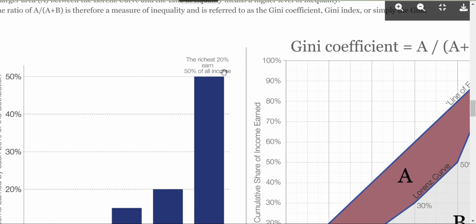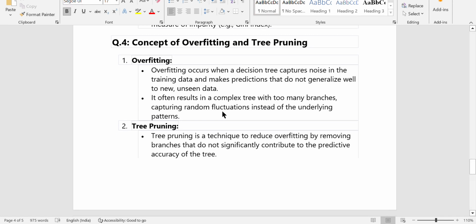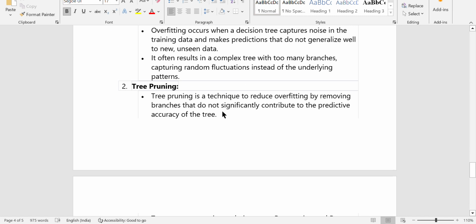Now let's come towards the next question, that is, explain the concept of overfitting and tree pruning. Now the concept of overfitting and tree pruning we are going to see is: overfitting occurs when a decision tree captures noise in the training data and makes predictions that do not generalize well to new unseen data. It often results in a complex tree with too many branches capturing random fluctuations instead of the underlying patterns.